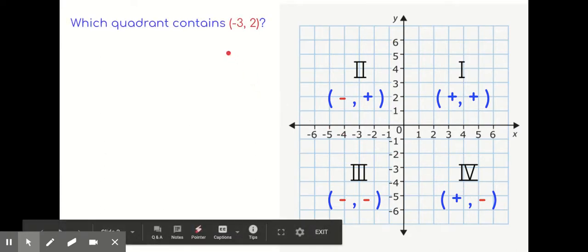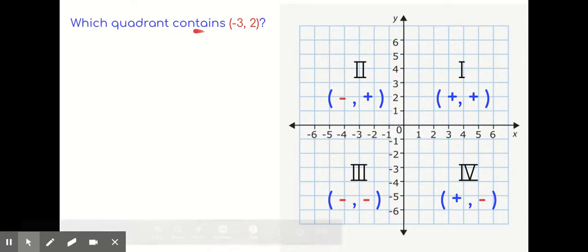Which quadrant contains the point -3, 2? Contiene. Which quadrant contains -3, 2? Well, here's x. X is -3, and y is positive 2. So there's the point in quadrant 2, and there's the point -3, 2 right there.